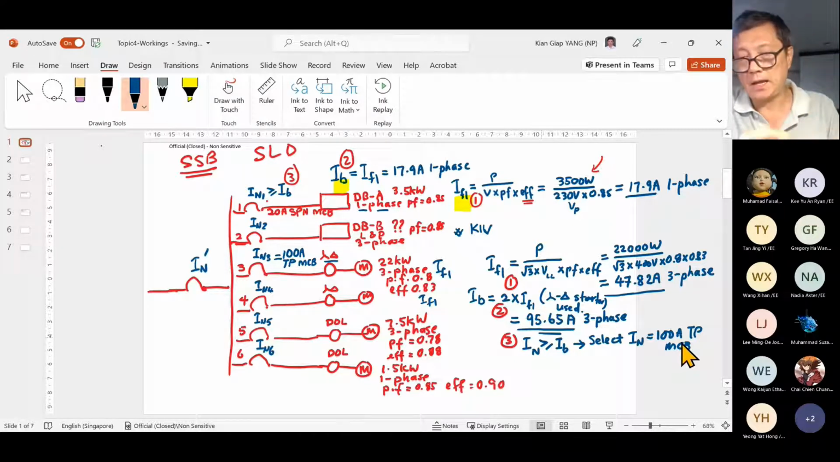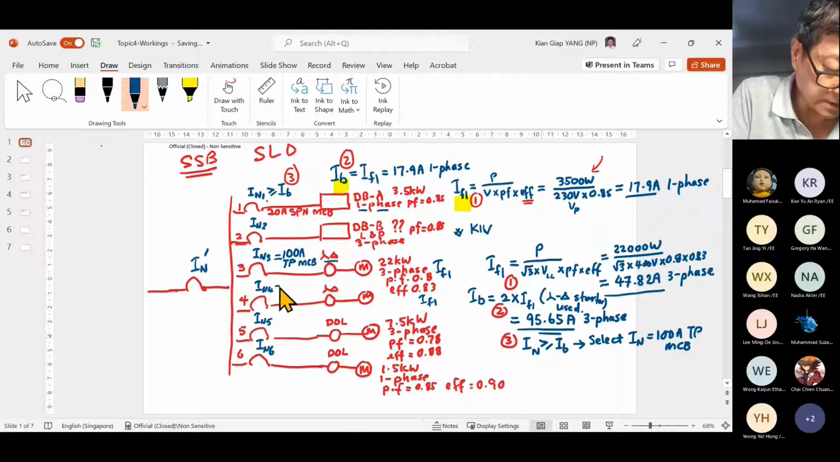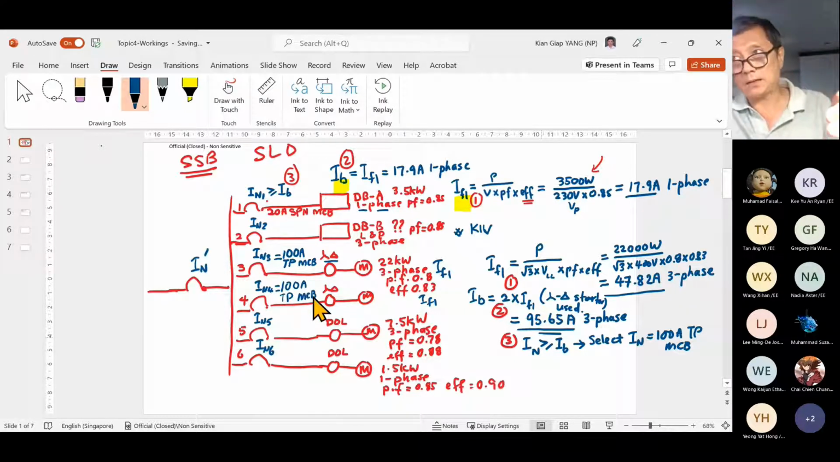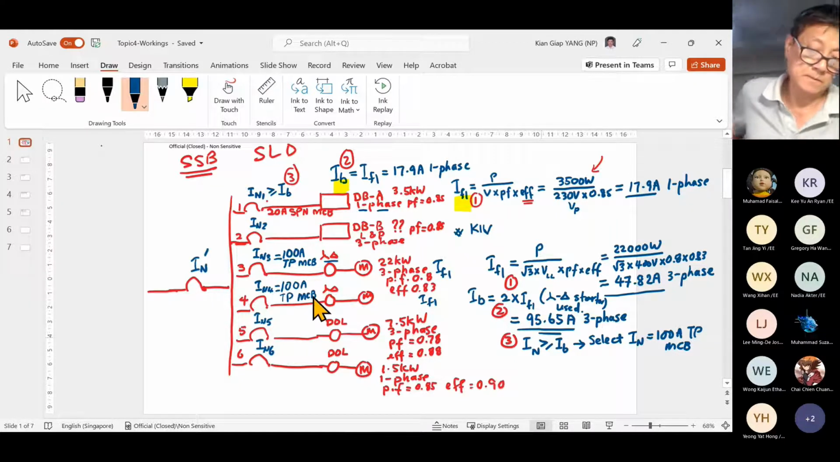I full load, IB, IN. I full load, IB, IN. So this is also the same because it is the same type of circuit. So this is also 100 amps, TP MCB. So now I have the answer for circuit number 1, circuit number 3, and circuit number 4. Anybody has any questions? This one is okay, 3-phase, so it's TP. Anybody have any question to clarify about how the circuit number 3 and circuit number 4 calculation is?